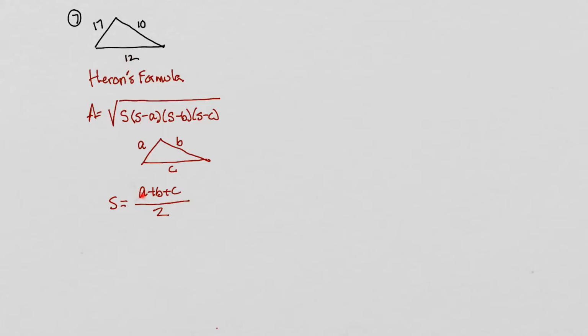So in our case, a plus b plus c will be 17 plus 10 plus 12. So let's do all this. So we're going to get s equals 17 plus 10 plus 12 all over 2. So this is equal to 39 over 2. And 39 divided by 2, we're going to write as 19.5. So there's our value for s.